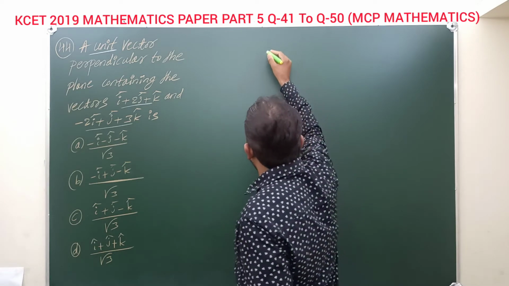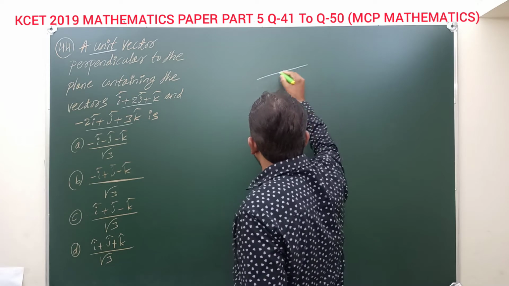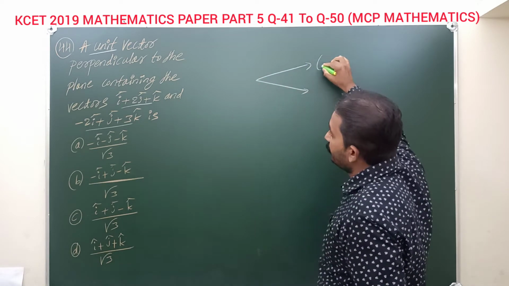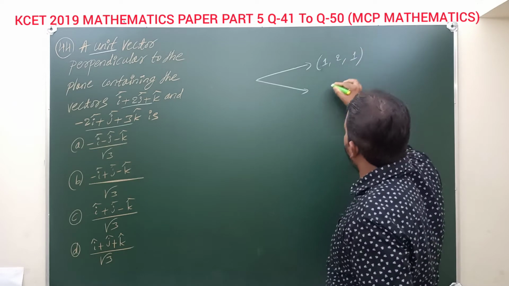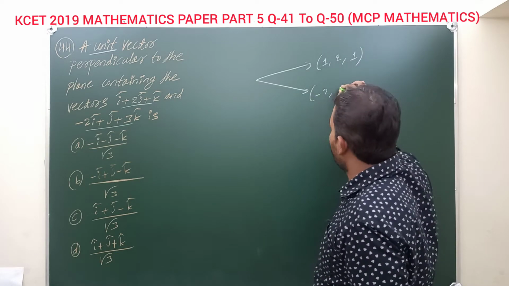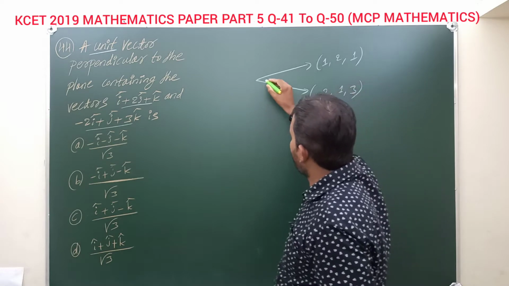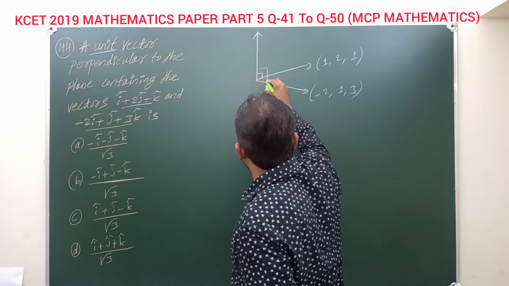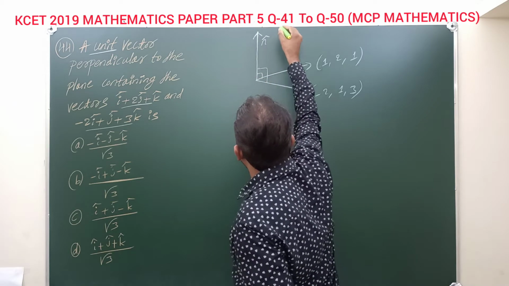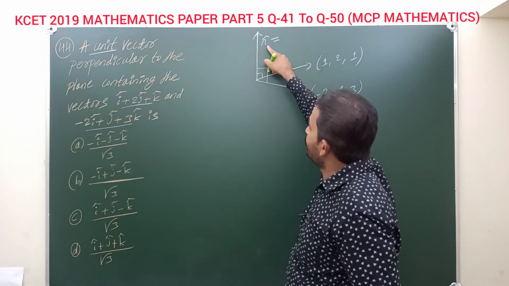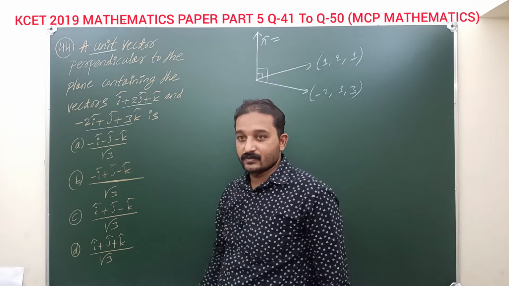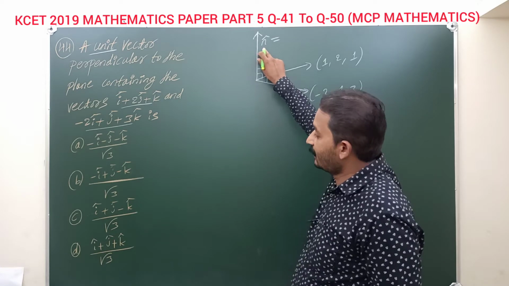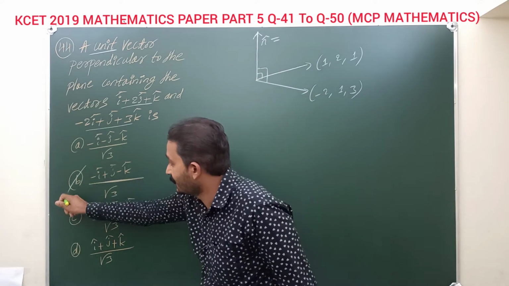Here two vectors are given, both in the same plane. One is 1 2 1, another one is minus 2 1 3. We have to find the unit vector which is perpendicular to both vectors. This unit vector is called n cap. It is present in one of the options. Here this n cap is found by the inspection method. In this case, option B is correct.